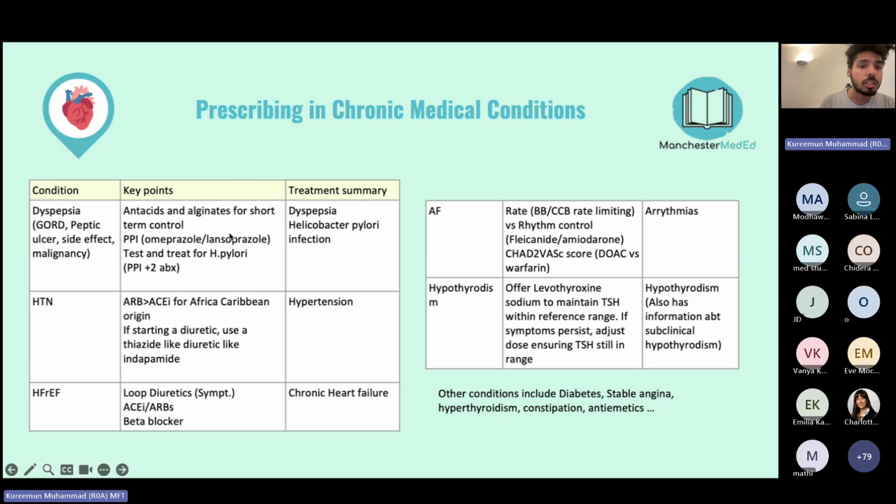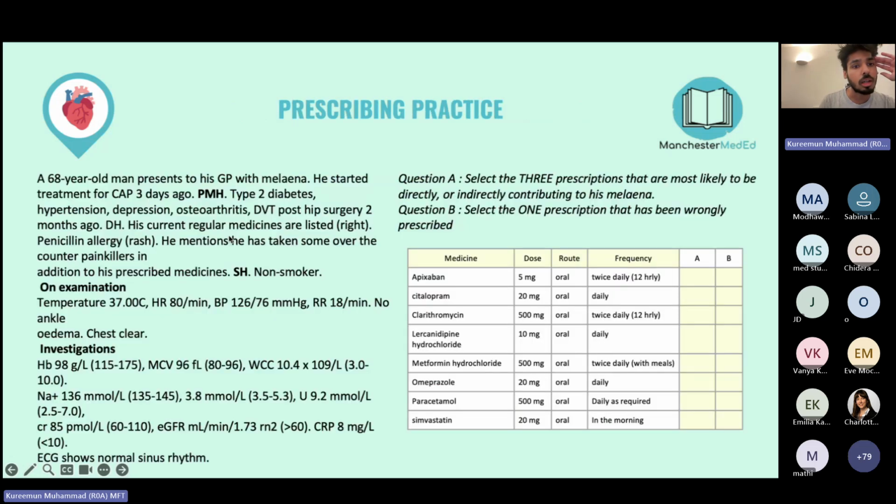There are other medical conditions. There are a lot, like diabetes, stable angina, hyperthyroidism. We'll try to cover some of them during that session as we go through. So the last question for the prescribing is a 68-year-old man presents to GP with melena. So fine, that's not prescribing, that's prescription review. Anyways, that's the next section.